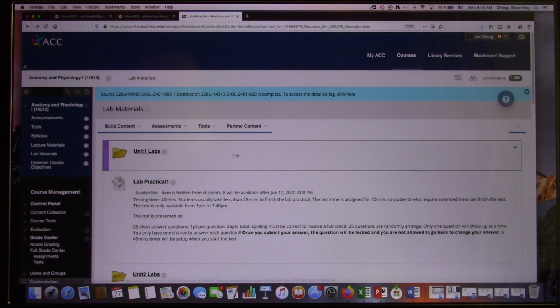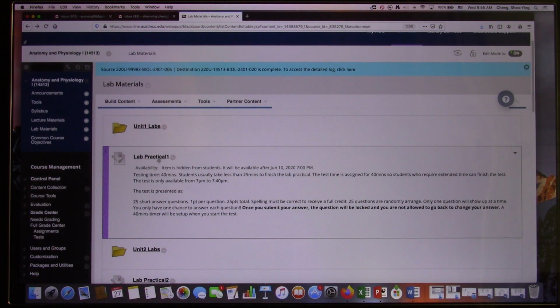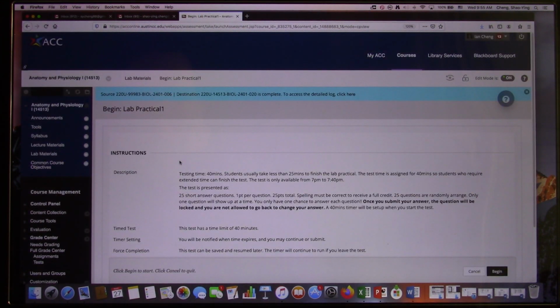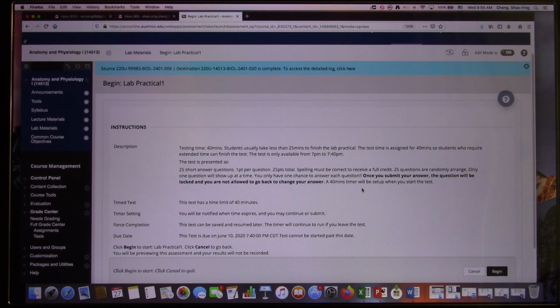And the lab practicals are here. So again, you won't be able to see it. Students will only be able to see it at the test time, which is on this day, the 10th, from 7 p.m. to 7:40 p.m. So you're supposed to finish this lab practical during this time. During the test time, at 7 p.m., you click it, and all the instructions are here. It tells you those questions randomly show up, and each will be locked after you select the answer. And you can start the test from here.